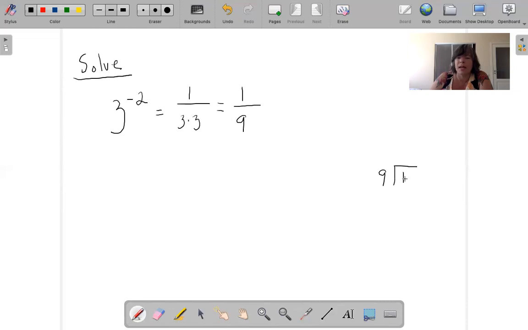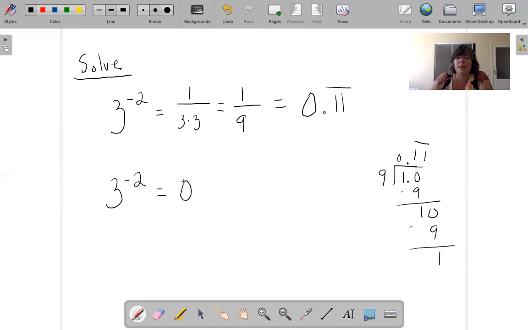How many times will 9 go into 1? None. Put a decimal, bring it up, write a 0. 9 will go into 10 one time. Bring down a 9. That's 1. Bring down a 0. Oh, I think I see a pattern. It's going to be 1, 1, 1, 1, 1, 1, 1 repeating. So 3 to the negative second equals 0.11 repeating.